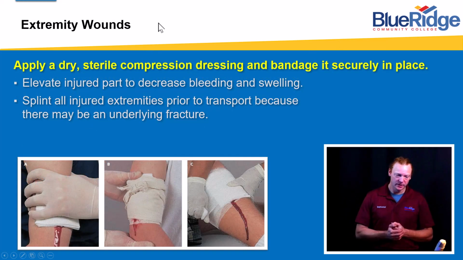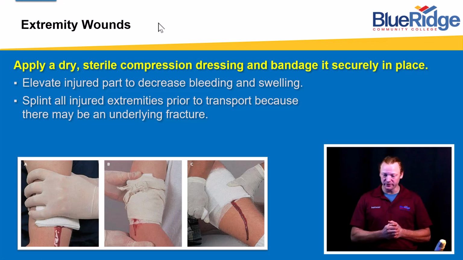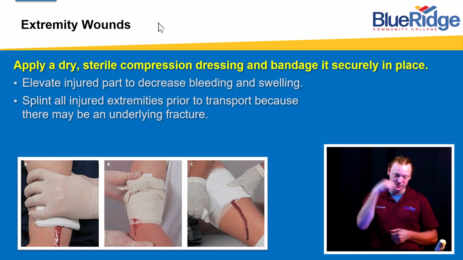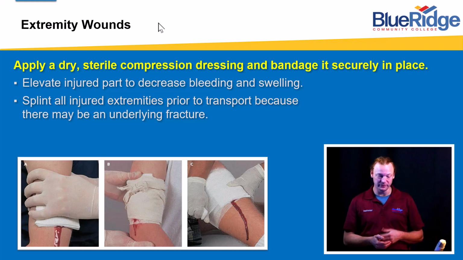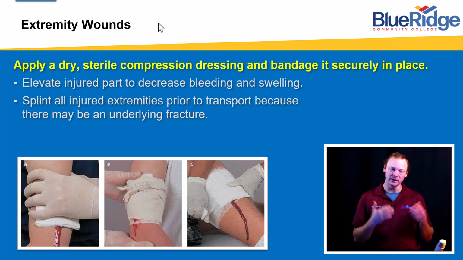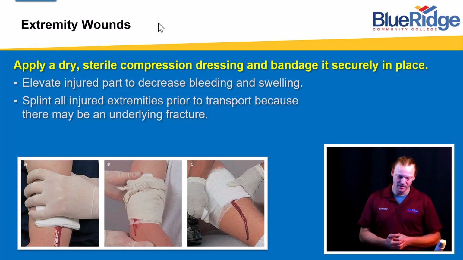Extremity wounds. Apply dry, sterile compression dressings and bandage it securely in place. You can elevate the injury to decrease the blood flow and swelling. Splint all injured areas prior to transport because there may be an underlying fracture. Remember, we don't have x-ray. We are not doctors. We can't look at an arm and say that's not broken.